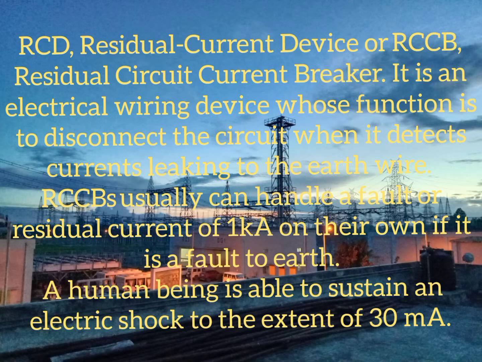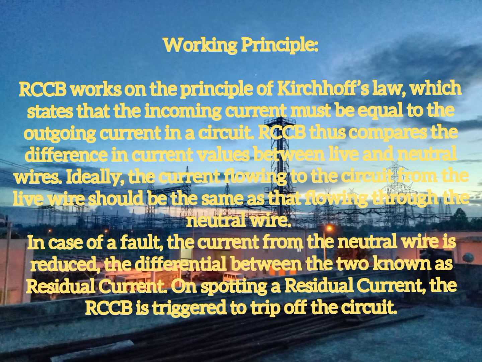A human can withstand up to 30 milliamps. There is a certain limit, like for 10 milliamps, if the current is passing to us, some shocks will be absorbed. For 20 milliamps, some fatal injuries may happen. So beyond 30 milliamps is very dangerous for a human being. So in order to isolate the fault to ground or current passing, we are using these RCCBs to avoid those kinds of injuries. Next, working principle.